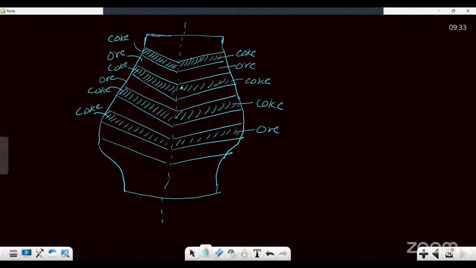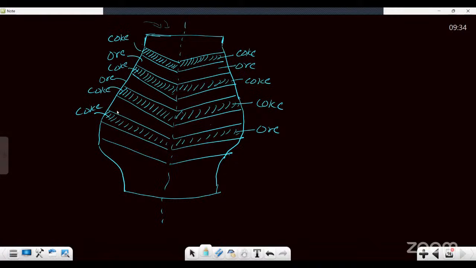Now, the descending ore layers are separated by permeable layers of coke, and gas passes through these ore layers. Okay, so what is the main purpose of giving such layers? Why, when we charge, should the charge be layered, like a coke layer followed by an ore layer, then a coke layer followed by an ore layer? You see, inside the blast furnace, most of the reactions that are taking place, always remember, they are gas solid reactions.